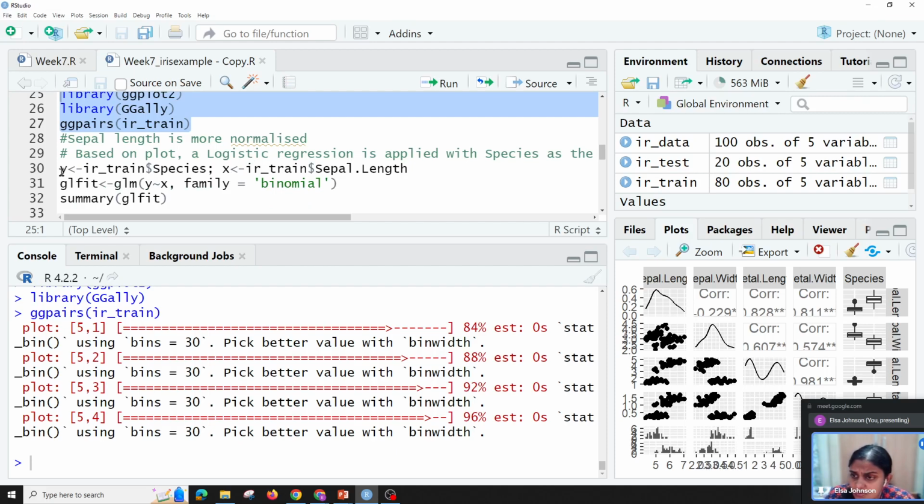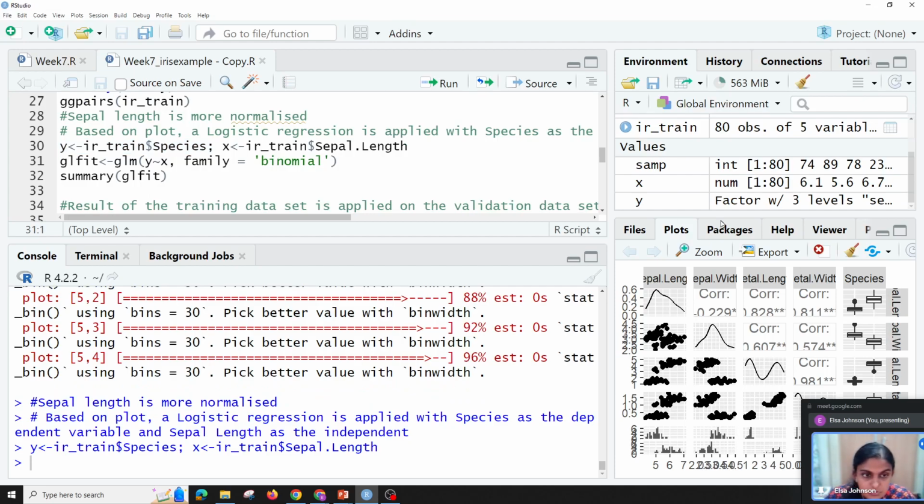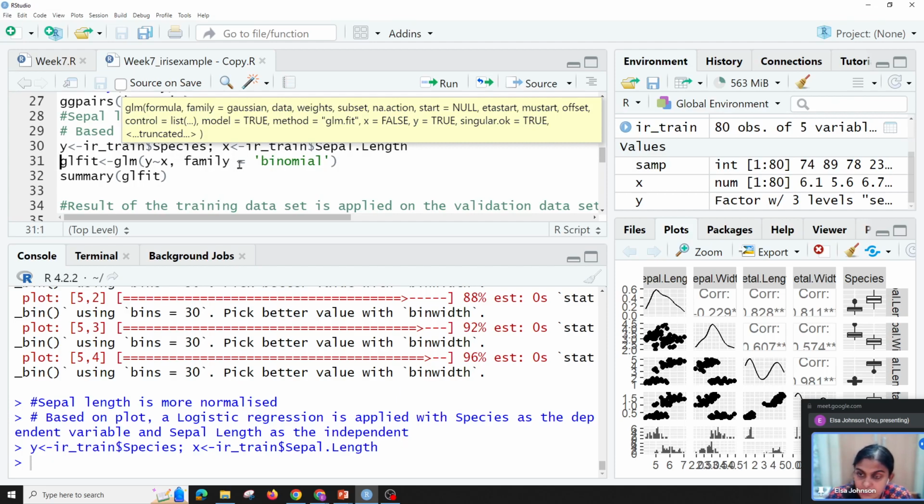So I am giving y equal to train dollar species. Species is saved to the y variable, and to the x variable I am giving just the sepal length. Earlier we considered all the independent columns. Right now we are just seeing the y, which is the dependent variable, and x as the sepal length. Only these two are given. So with these two I am forming the model. Then family I am giving as binomial.